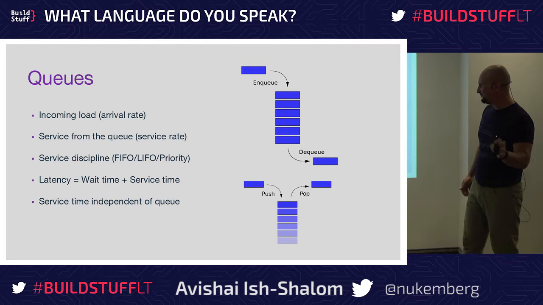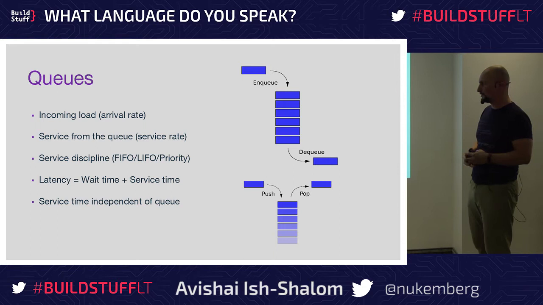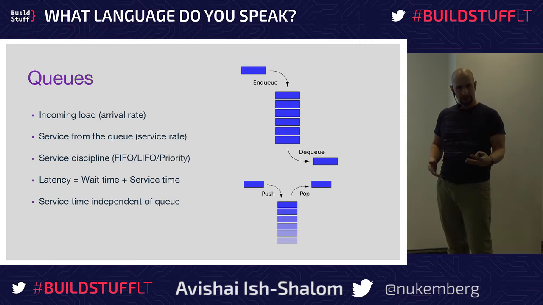So we make an assumption here that the service time, the time it takes to process a job, is independent of the time you wait in the queue. Okay, that's an inherent assumption of the model. It's usually true. And latency, the time that you feel to get service, is composed of the wait time, the time you spend waiting in the queue, and the time that it takes to actually process a job.